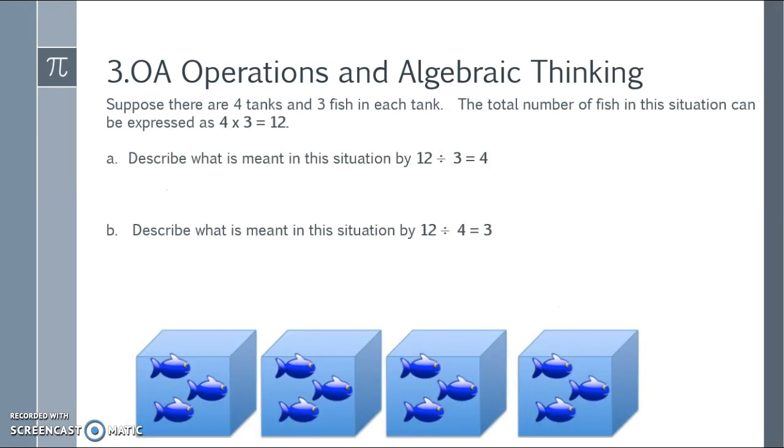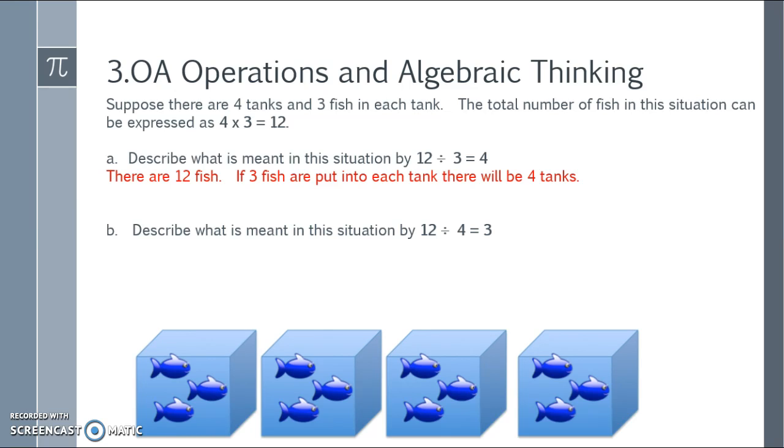Suppose there are 4 tanks and 3 fish in each tank. The total number of fish in this situation can be expressed by 4 times 3, which equals 12. Describe what is meant in the situation 12 divided by 3 is 4, and describe what is meant in the situation 12 divided by 4 is 3.